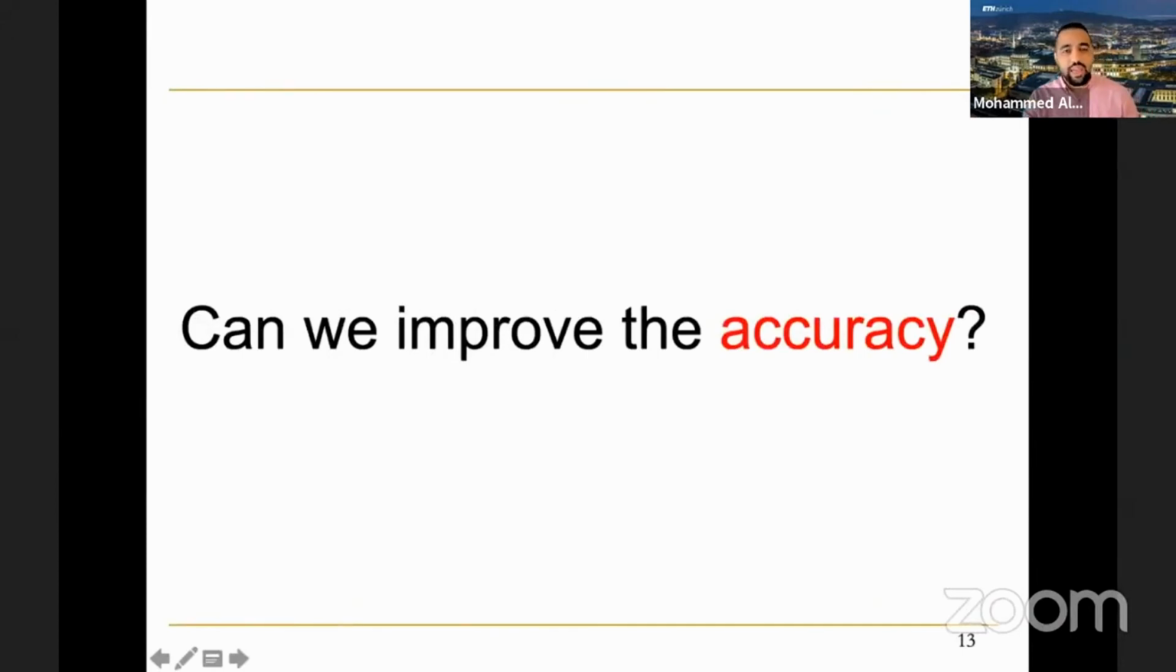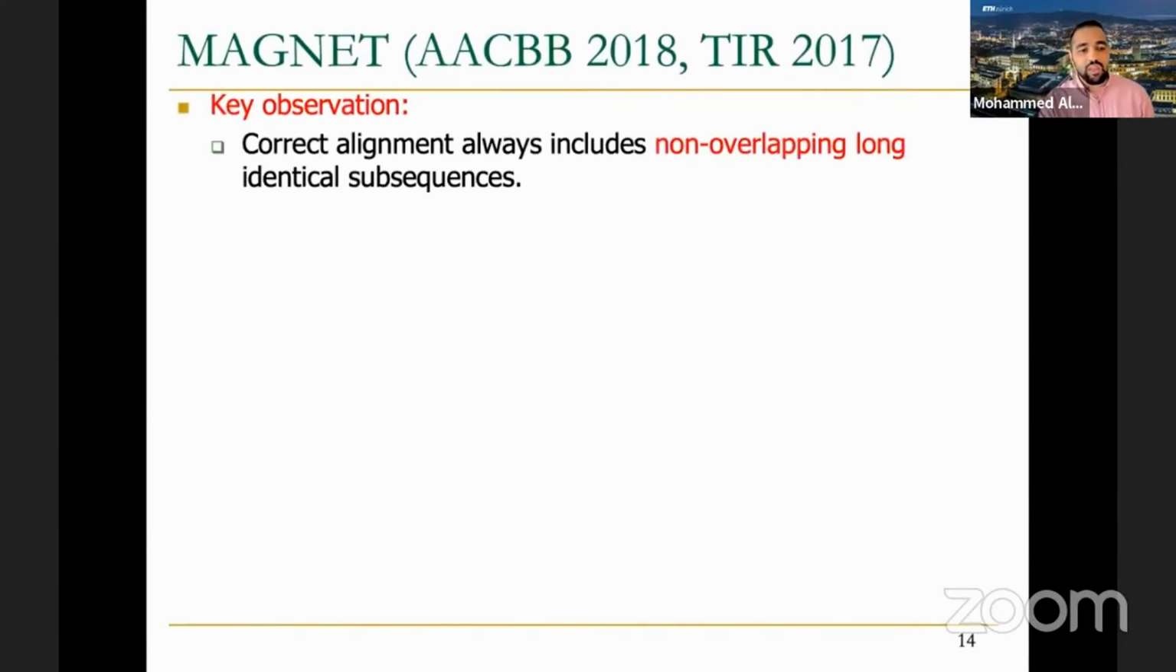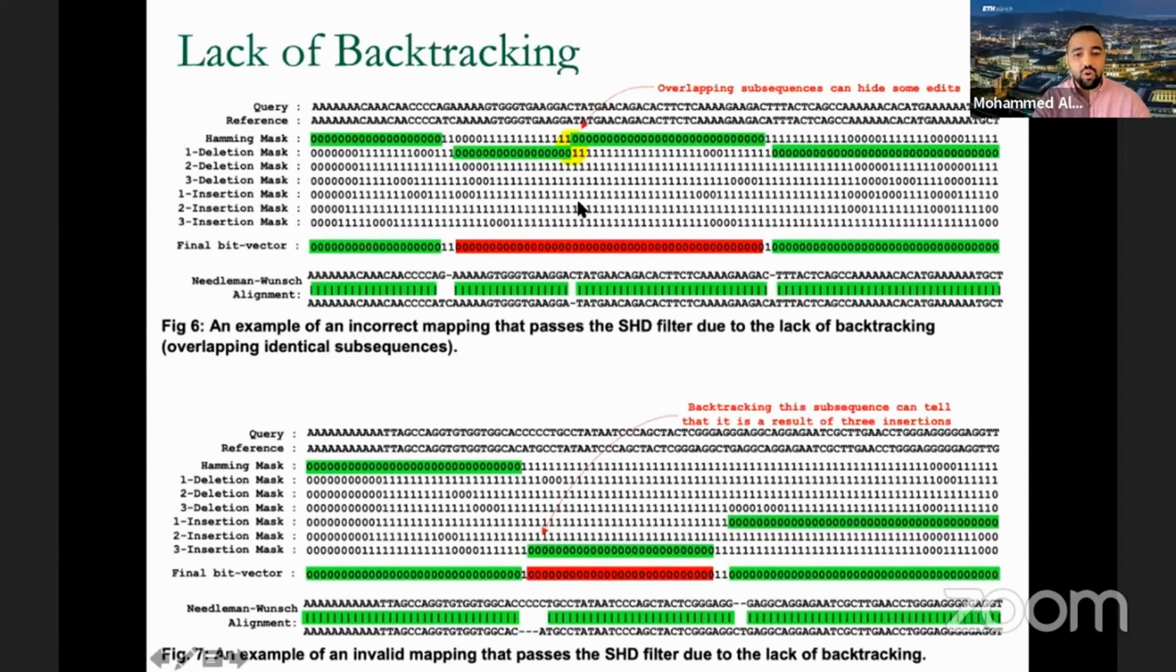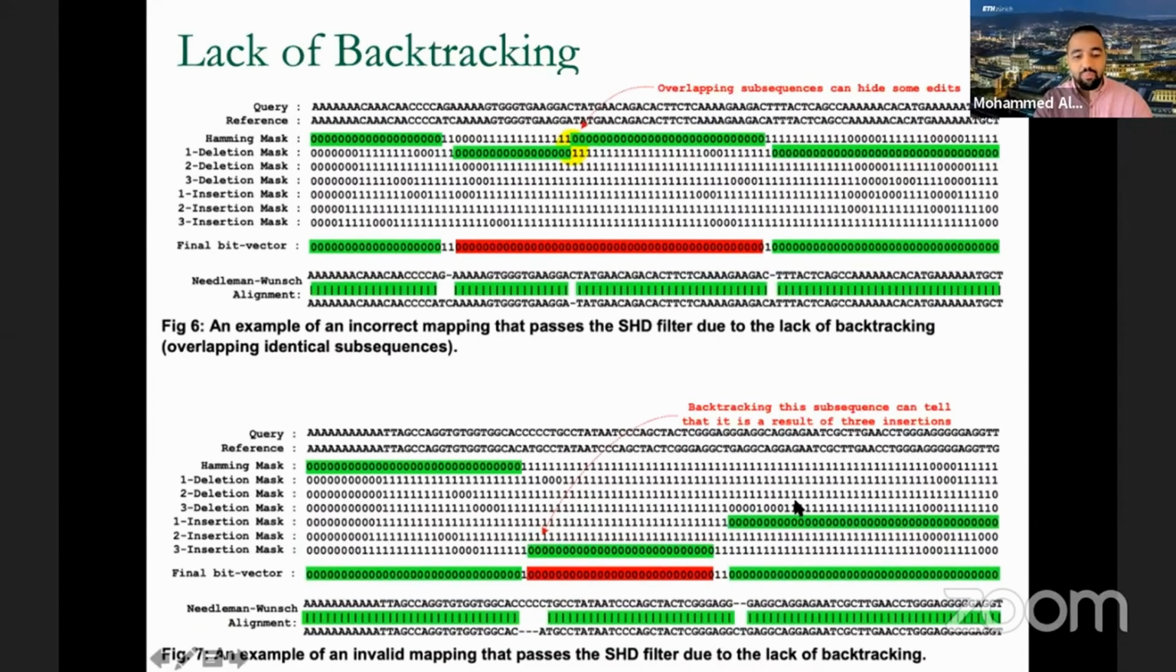Now, given the analysis we did in the Magnet paper, we proposed a new algorithm. The key observation is that a correct alignment always includes non-overlapping, long identical subsequences, and those are based on the matrix we built. So you need to build all these masks, and then you try to find the green highlighted segments, and you will see that they are always non-overlapping. Even if they overlap at some point, the overlapping portion is not part of the solution. So the solution should always include the non-overlapping portions.